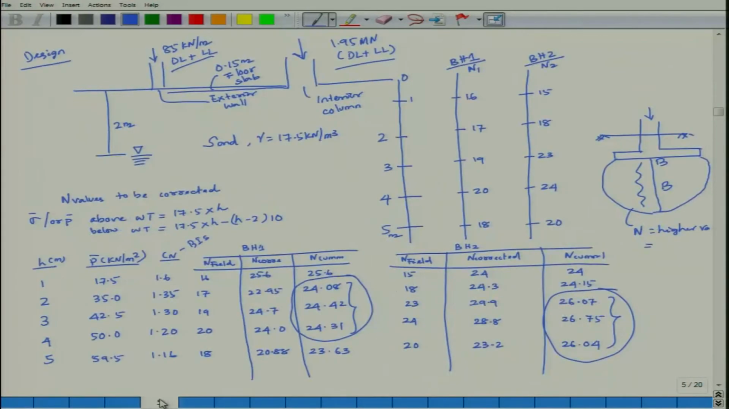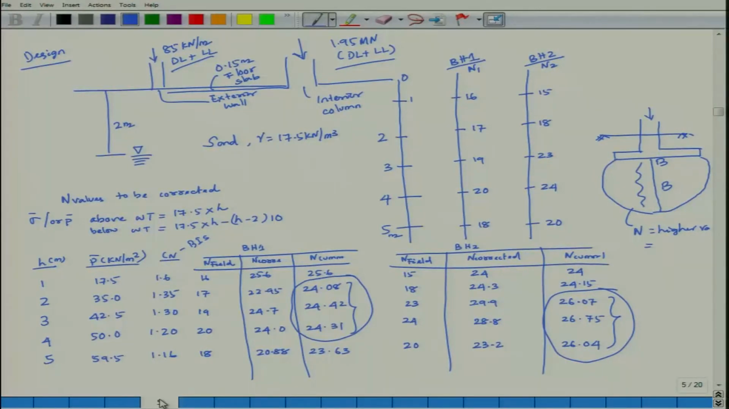Then I solved one design problem. There is a building with one interior column and one exterior wall, and the dead load and live load are given. There are two borehole data. Borehole 1 is near the interior column, borehole 2 is near the exterior wall, and this design has been made and nothing has been assumed.